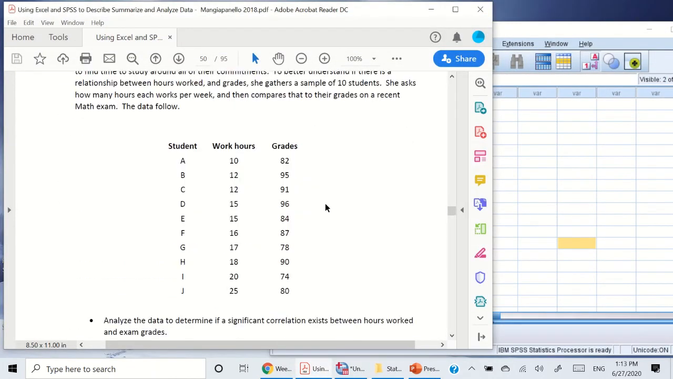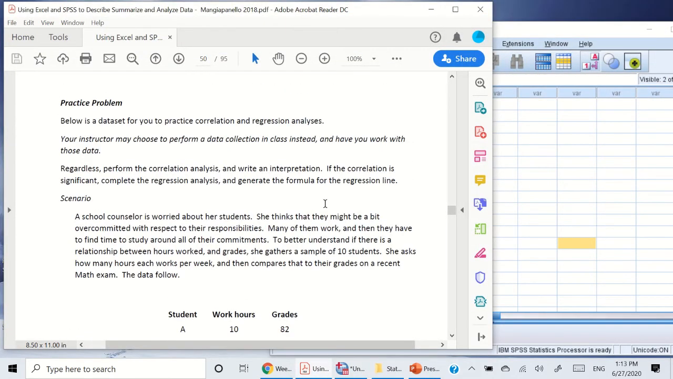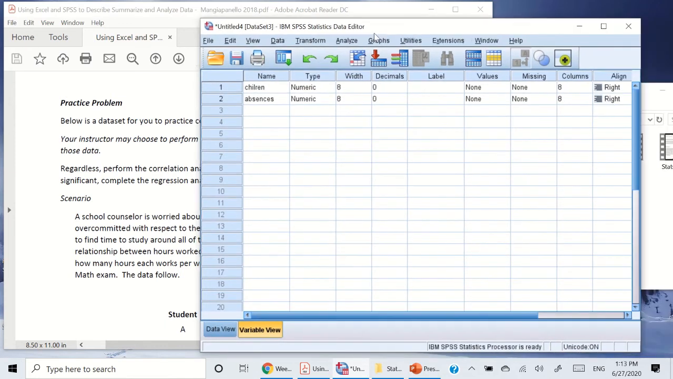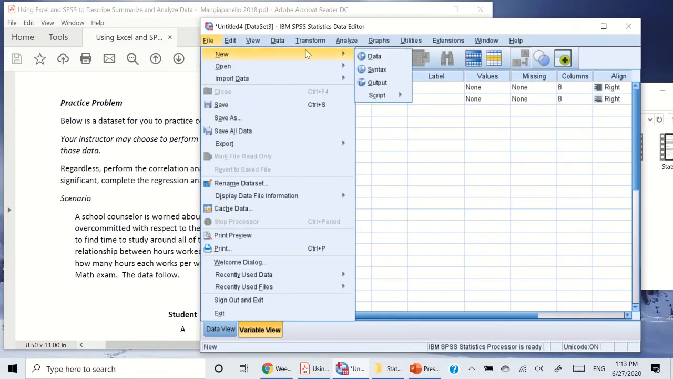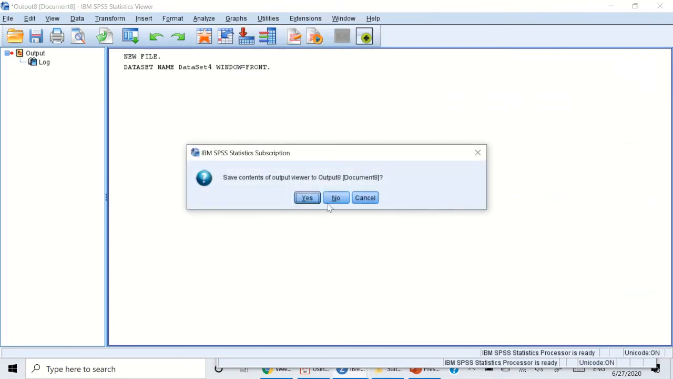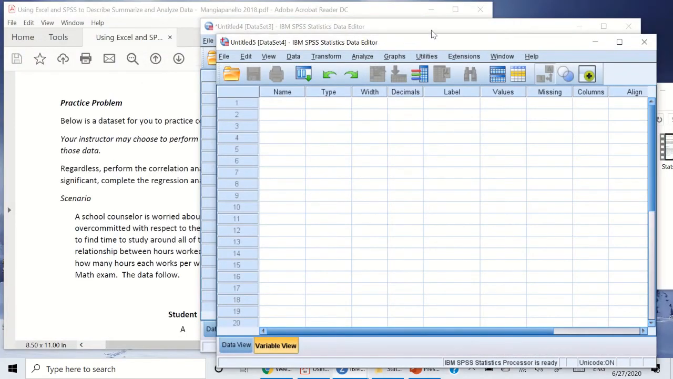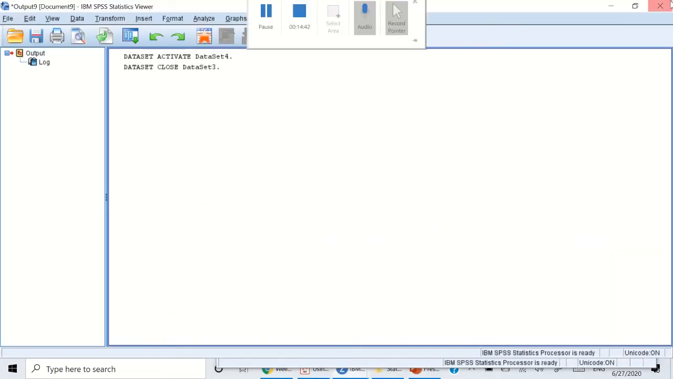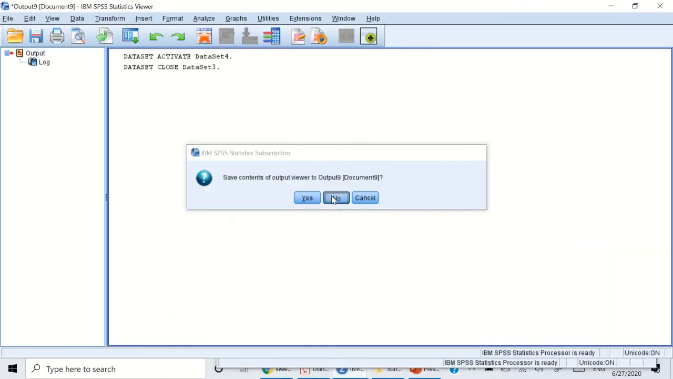Now let's do the practice problem. Below is a data set for your practice. So how will you do this? I'm just going to exit this out. Actually, I'm going to start a new data file, get rid of this, I don't need this, and I'm going to erase this.